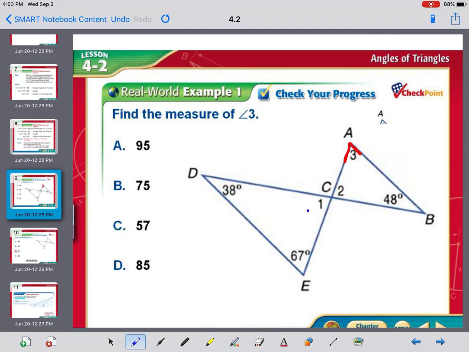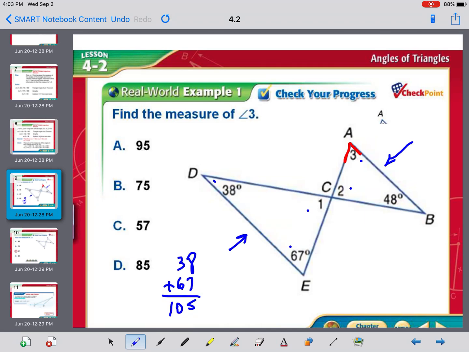The next piece says find the measure of angle 3. Up here's angle 3. I'm just going to make a little note of that. Find the measure of angle 3. Unfortunately, we're going to have to find the measure of angle 1 and 2 to get the 3 because of the way this drawing is done. This triangle here, I only know one angle, so I can't work with that. But here I know two angles.